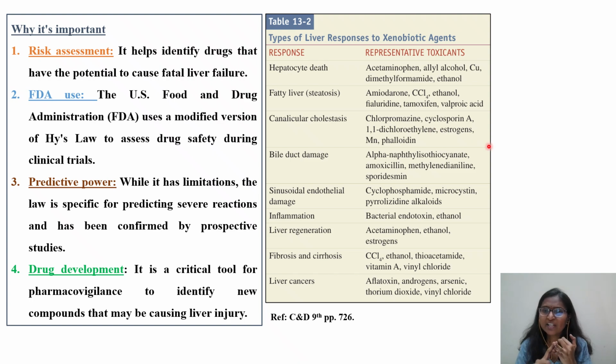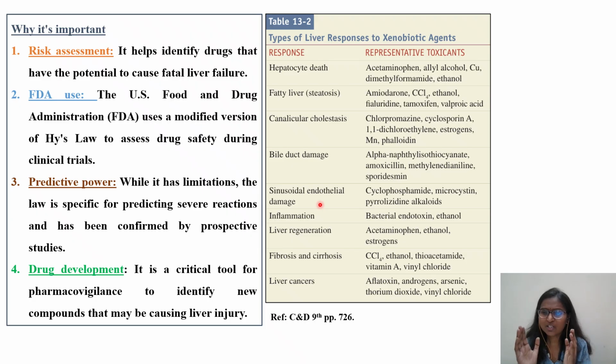Chlorpromazine, cyclosporin A, the solvent 1,1-dichloroethylene, estrogens, and a metal, manganese, are causing canalicular cholestasis, and phalloidin. Coming to bile duct damage: alpha-naphthyl isothiocyanate, amoxicillin, methylene dianiline, and sporidesmin. So these are the chemicals or drugs which are causing bile duct damage. Coming to sinusoidal endothelial damage, we have examples: cyclophosphamide, an anti-cancer nitrogen mustard drug, microcystin, and pyrrolizidine alkaloid. In the liver, the sinusoids are there, and endothelial damage is caused.